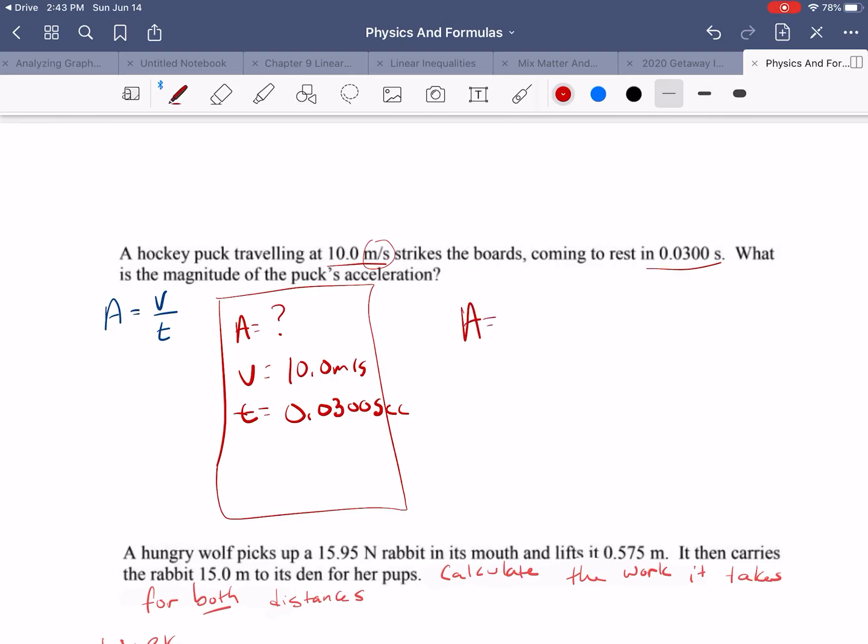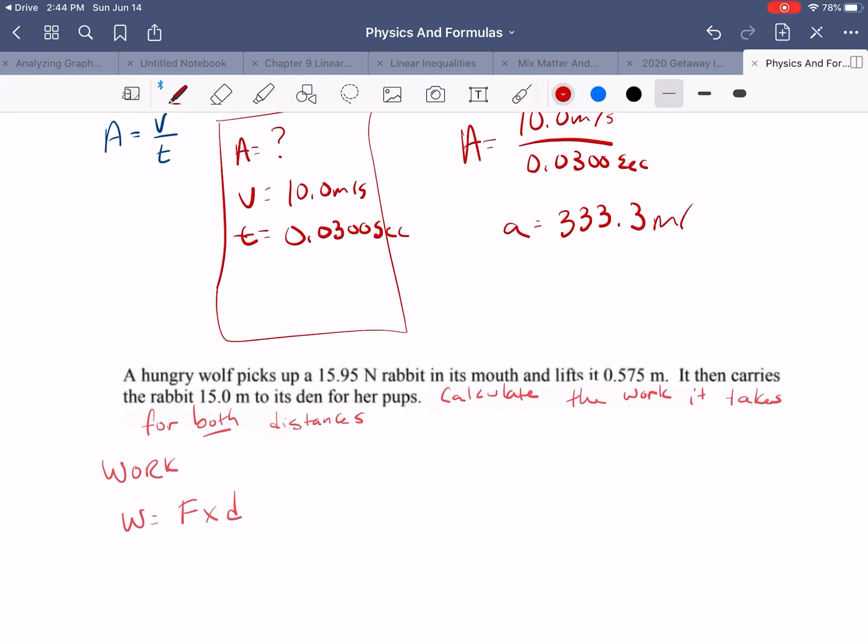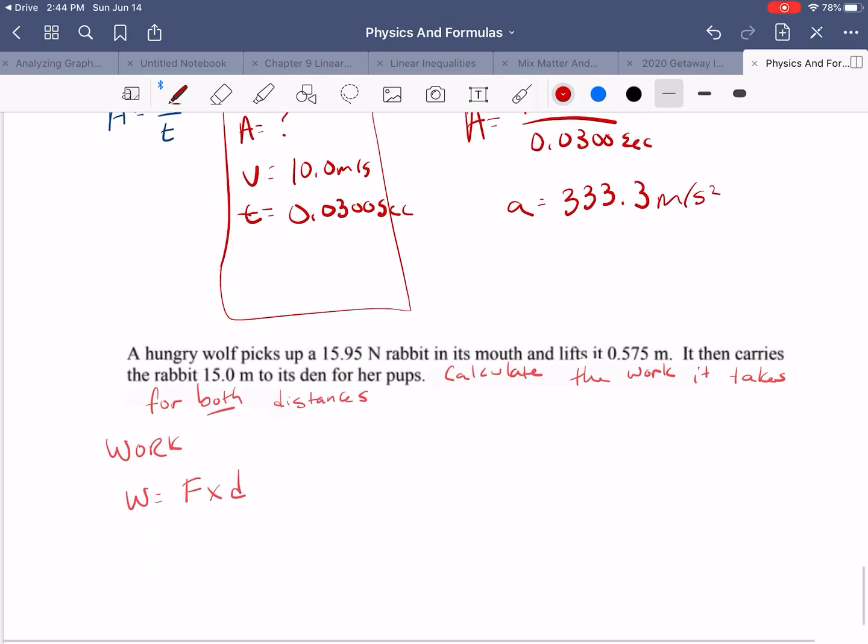So A equals velocity, which is 10.0 meters per second, divided by 0.0300 seconds. So 10 divided by 0.0300. So the acceleration equals 333.3, and if I'm checking correctly, acceleration is measured in meters per second squared. Meters per second squared. Bam.